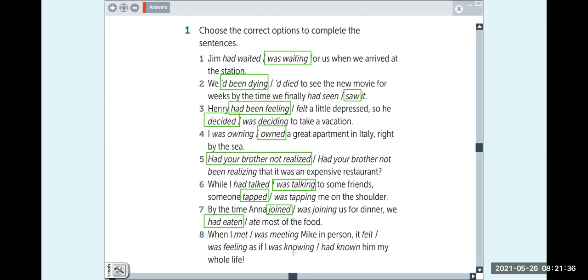Number 8, when I met or when I was meeting Mike in person, I felt or I was feeling. When I met Mike in person, I felt as if I had known him my whole life. Know is a state verb, right?